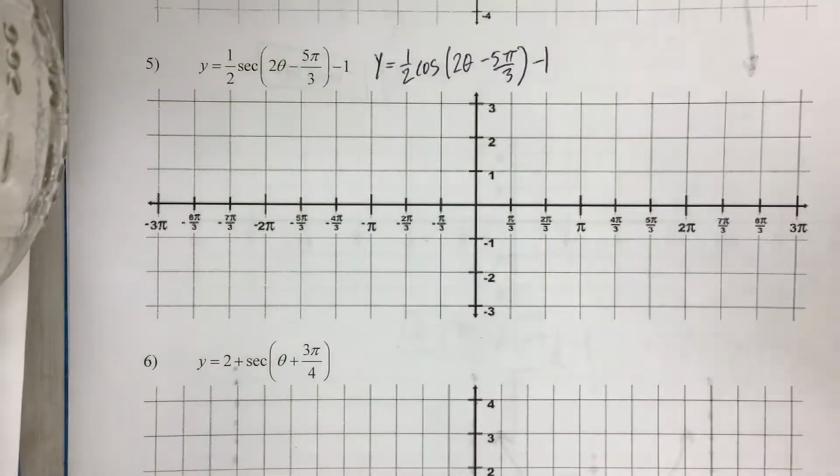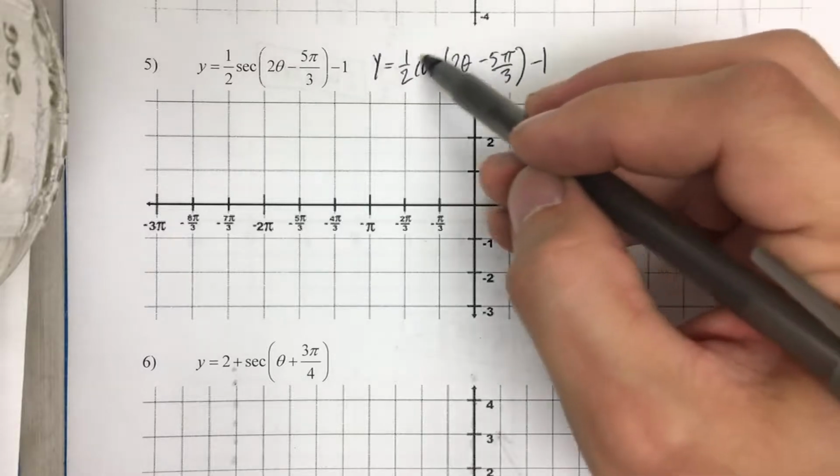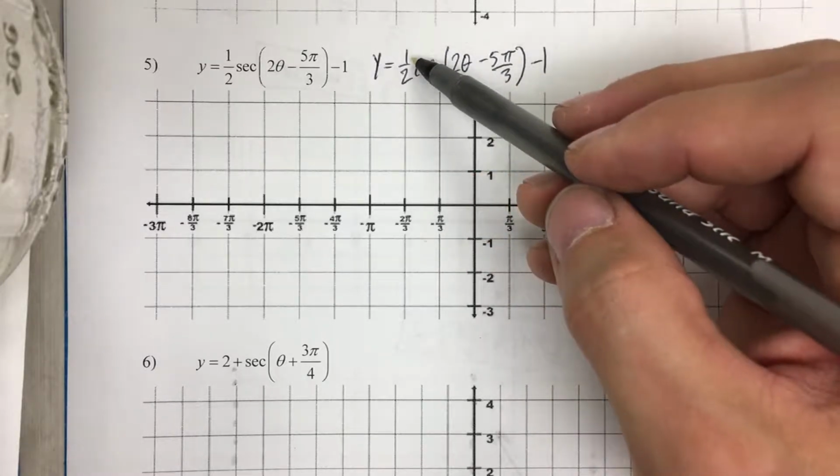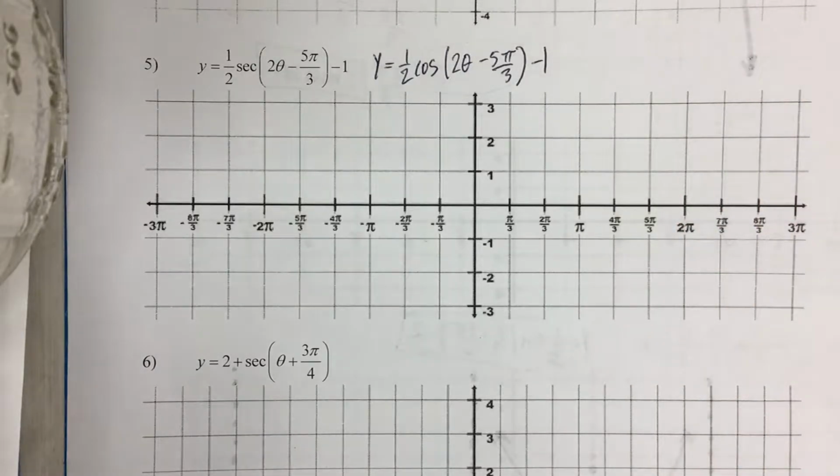Now we're going to graph this in levels. We're going to start off with graphing this portion right here, and then we'll take the y values and multiply by 1/2, and then we'll move all the points down by 1.